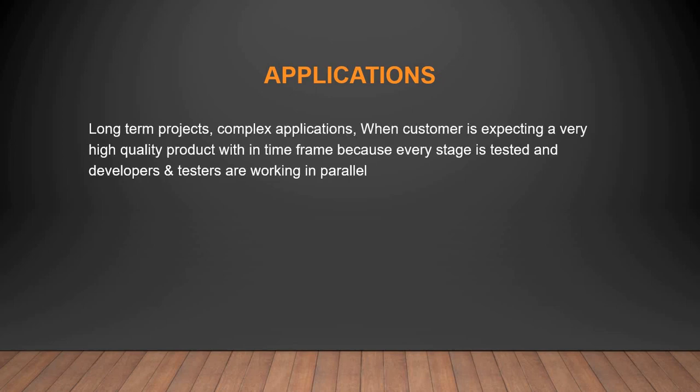What are the applications? Where do we use V model? V model is used for long-term projects and complex applications when the customer is expecting a very high quality product within a time frame, because every stage is tested and developers and testers are working in parallel. So this is all about V model, its phases, advantages, disadvantages, and where we use V model.